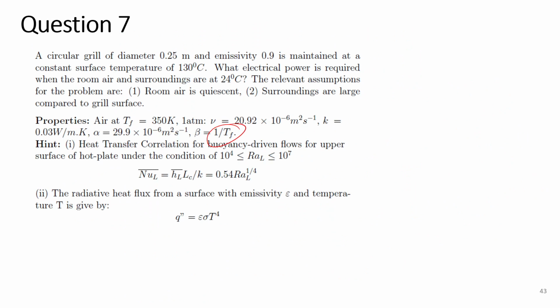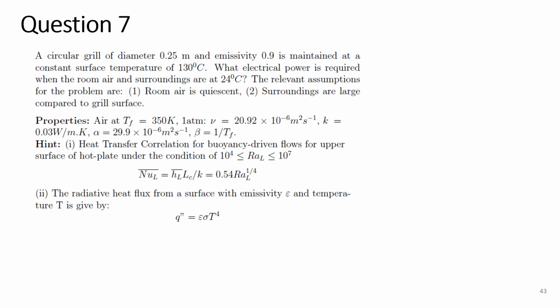Let's see the next question. In this question, we have been given that a circular grill of diameter 0.25 meter and emissivity 0.9 is maintained at a constant surface temperature of 130 degrees Celsius. What is the electrical power required when the room air and surroundings are at 24 degrees Celsius? The relevant assumptions are given, and then we have been given the properties of air at the film temperature, that is 350 Kelvin.